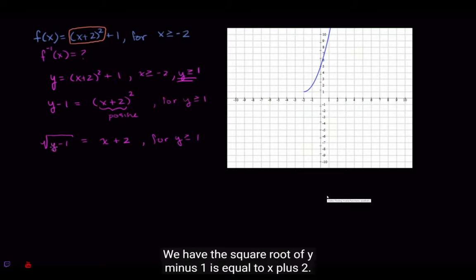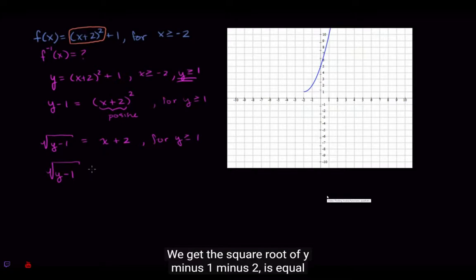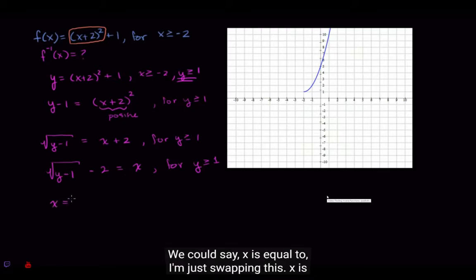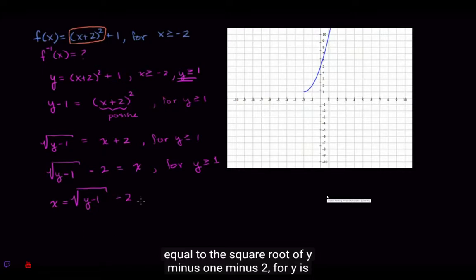And then let's see, we have the square root of y minus 1 is equal to x plus 2. Now we can subtract 2 from both sides. We get the square root of y minus 1, minus 2, is equal to x for y is greater than or equal to 1. And so we've solved for x in terms of y. Or let me just write it the other way. We could say x is equal to the square root of y minus 1, minus 2, for y is greater than or equal to 1.